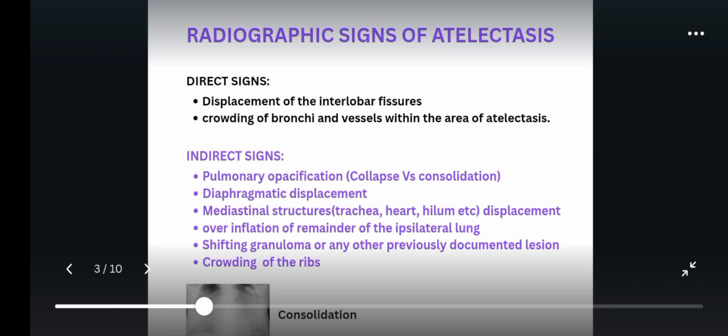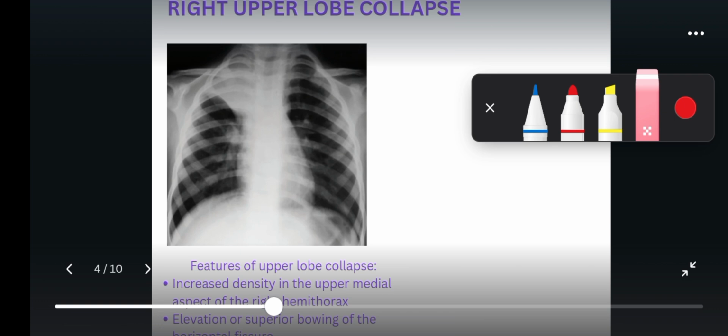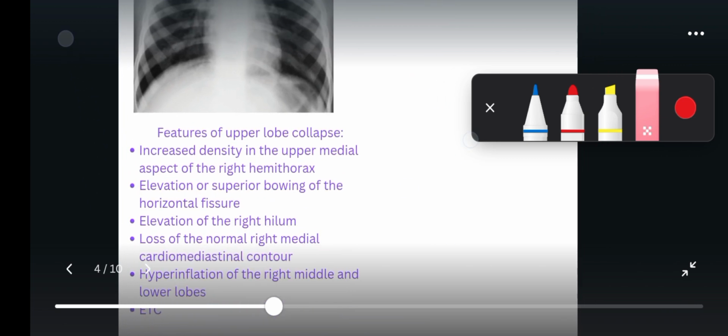If the lung collapses, then the thorax area is expected to be reduced. So the ribs have a high tendency of crowding together. These are indirect signs of atelectasis or collapse. The lobar collapse, one by one. We'll start with the right upper lobe collapse. Let's look at the features before we look at the radiograph.